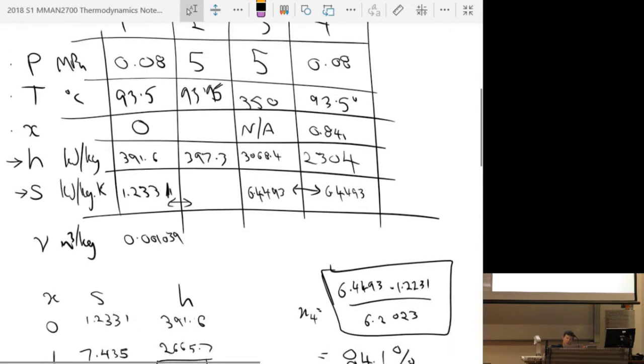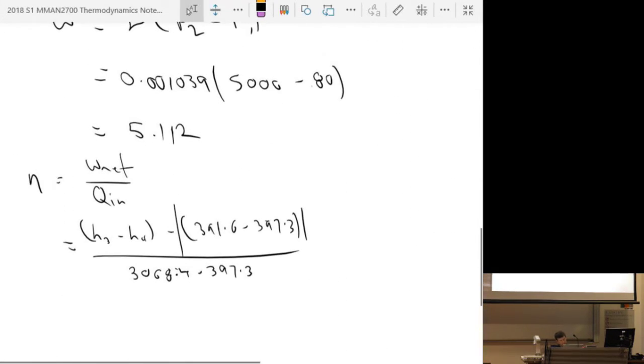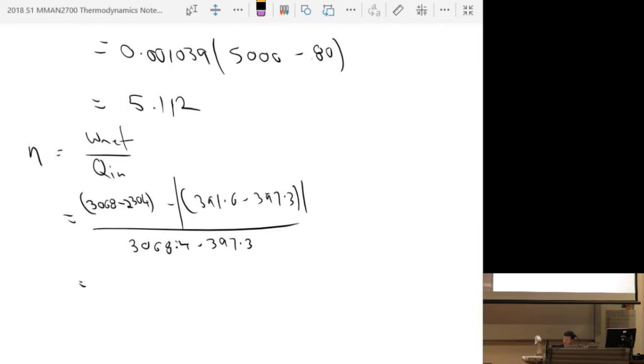Excellent. And I should have done H3 and 4, 2, 304. So the subtraction of those two numbers, minus 2. Excellent. And when we do that, we'll get a thermal efficiency of... Nope, that's all there. So that's the thermal efficiency of the Rankine cycle.